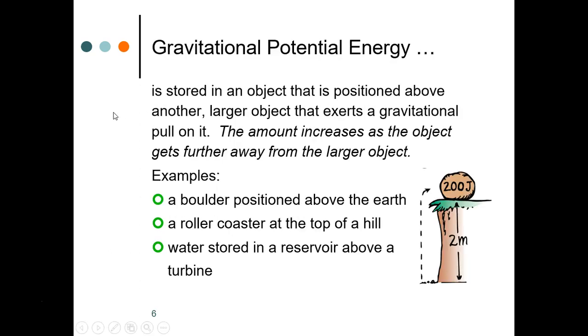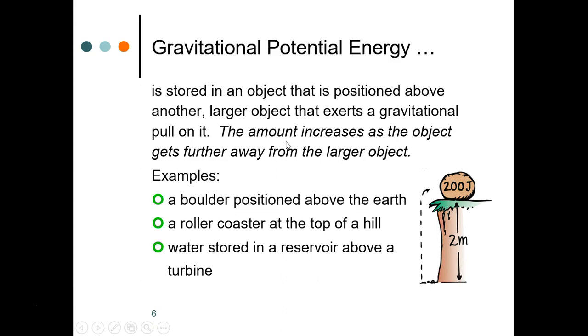Gravitational potential energy is the energy stored in an object that is positioned above another larger object that exerts a gravitational pull on it. For example, a boulder positioned above the Earth has the potential to fall to the Earth. A roller coaster at the top of a hill has the potential to go to the bottom of the hill, and water stored in a reservoir above a turbine has the potential to flow through that turbine and create electricity, as is done in hydroelectric dams.